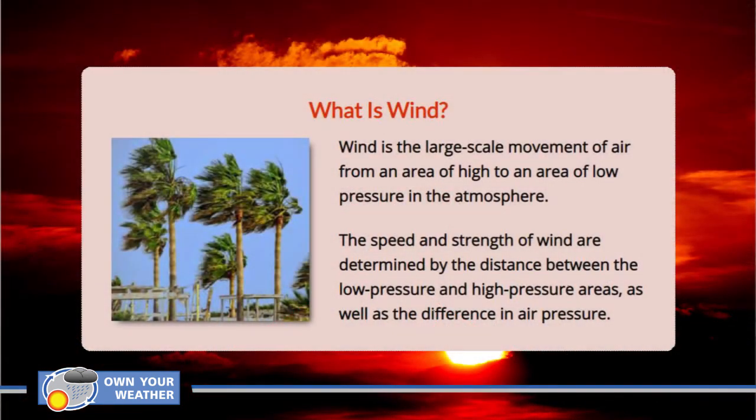And next up is wind. Not just wind speed, but wind direction as well. Let's first define wind. Wind is the large-scale movement of air from an area of high to an area of low pressure in the atmosphere. The speed and strength of wind are determined by the distance between the low pressure and high pressure areas, as well as the difference in air pressure.